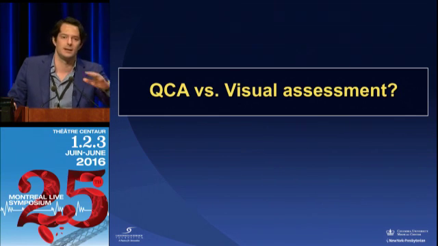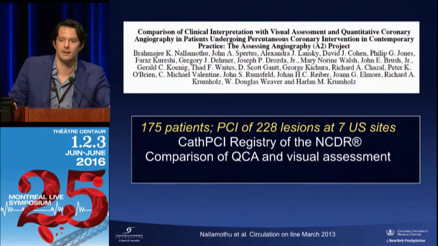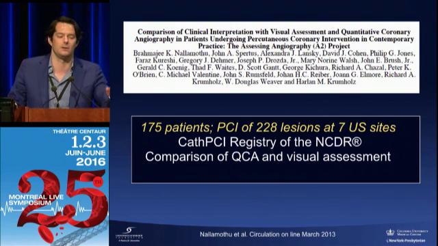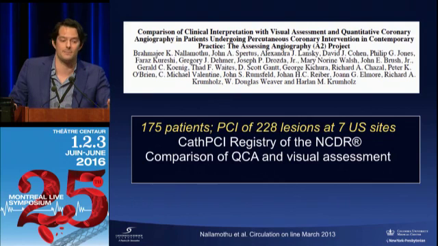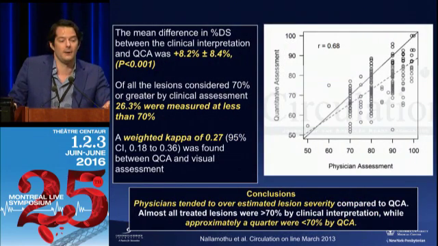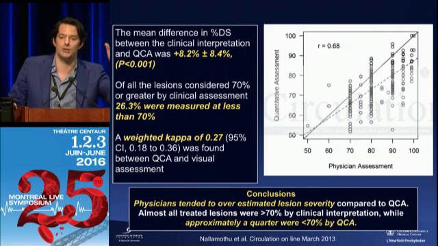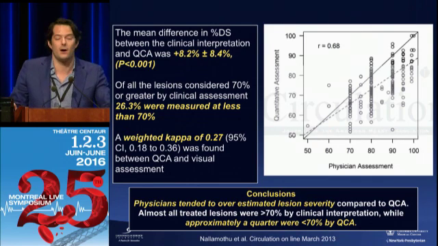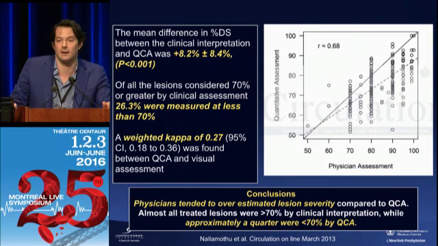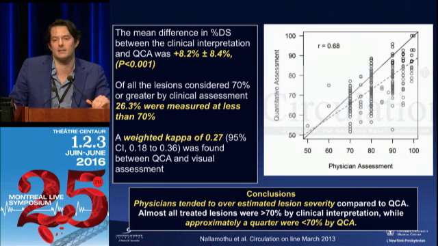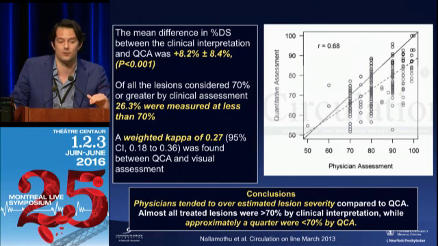If I take 100 operators in the room and show an angiogram, we're not going to reach a consensus on the severity of a single lesion. This was a nice paper in Circulation of 175 patients, which showed that among 228 lesions that were PCI'd at 7 US sites, the mean difference between QCA and visual assessment was about 10%. But more importantly, of all the lesions considered 70% or greater by a clinician, more than 25% were measured at less than 70% by QCA, and a weighted kappa of 0.27, which is terrible, was found between QCA and visual assessment.